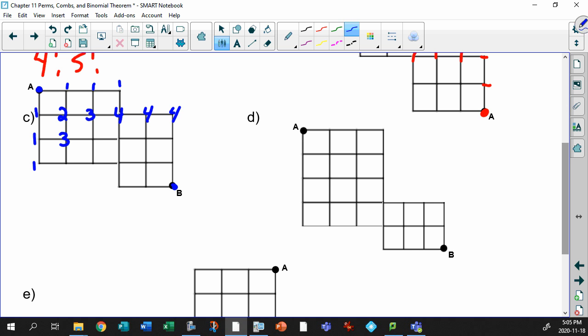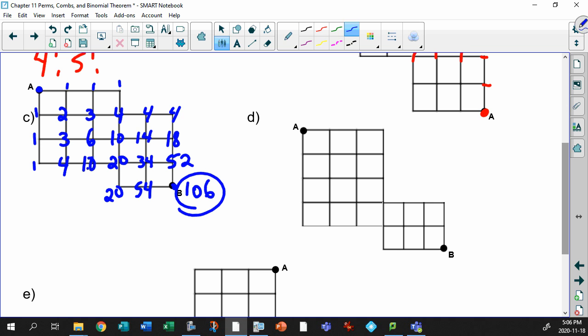1 plus 2, that's 3. 3 plus 3, that's going to give you 6. 6 and 4 gives you 10. 10 and 4 is 14. 14 and 4, there's 18 for that one. With me? Okay. 1 and 3 gives me 4. 4 and 6 gives me 10. 10 and 10 gives me 20. Aha, though. Look at this. There's no other pathway, making that a 20 there. Aha. 20 and 14 gives me 34 here. 34 and 18 gives me 52 here. 34 and 20, that gives me 54 there. And 54 and 52 gives me 106. So there's 106 different ways we can get from A to B in that question.